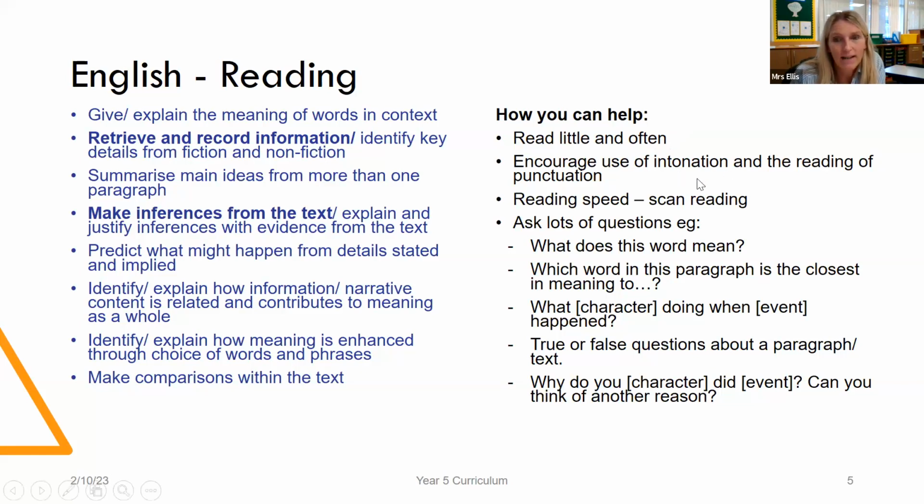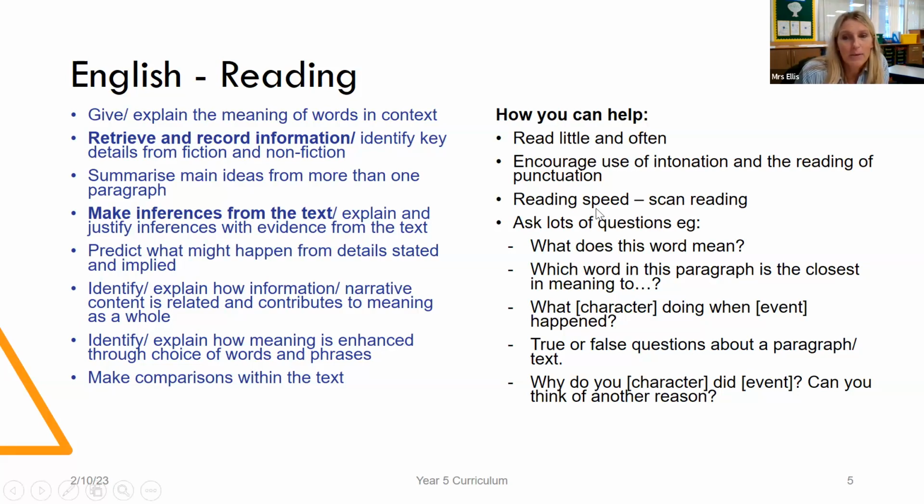When they are reading, encourage your child to use intonation and read with the punctuation of the text. So if there are characters, use a different tone of voice. Reading with the punctuation, so stopping at full stops, using question marks, raising your voice at the end. All those things that we've been teaching them right from early age in Key Stage 1 are still vital up in Key Stage 2 as well.